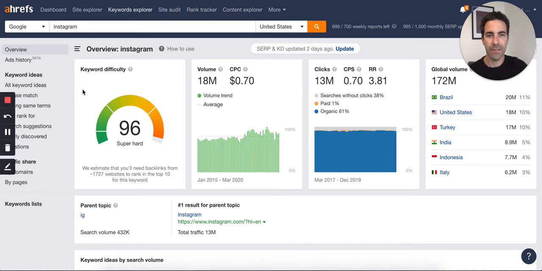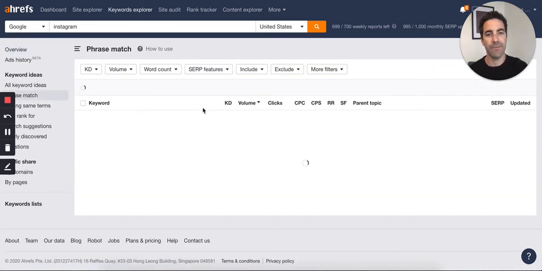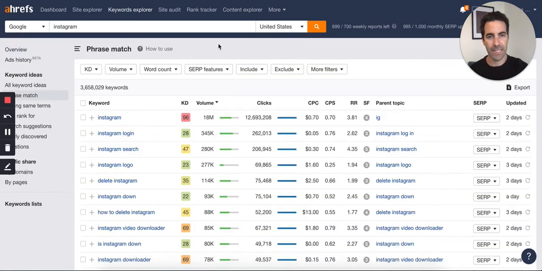The nice thing with Ahrefs is on the left-hand side here, it provides keyword ideas. This first one is phrase match ideas. So these are phrases that have the keyword in the phrase. And as you can see, there's literally millions of them, 3.6 million keywords that have Instagram in the phrase. And that's far too many to analyze, obviously, but there's ways to isolate this down.